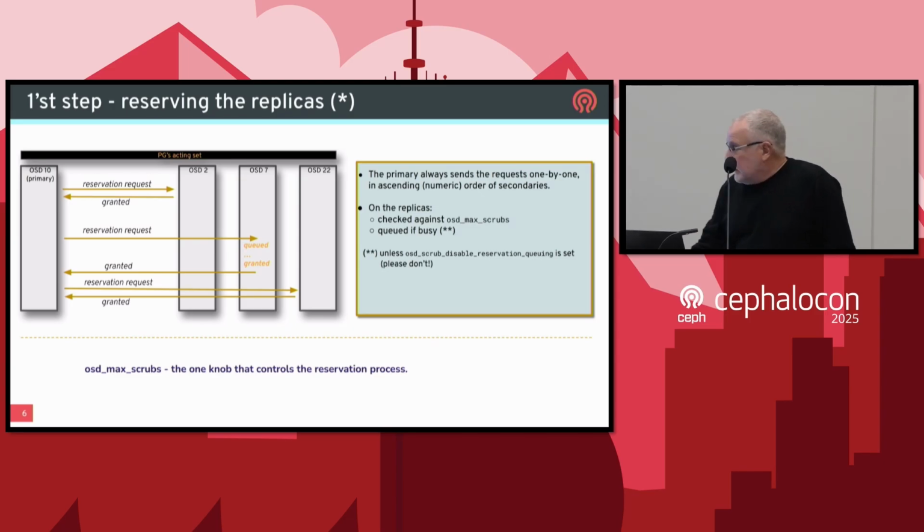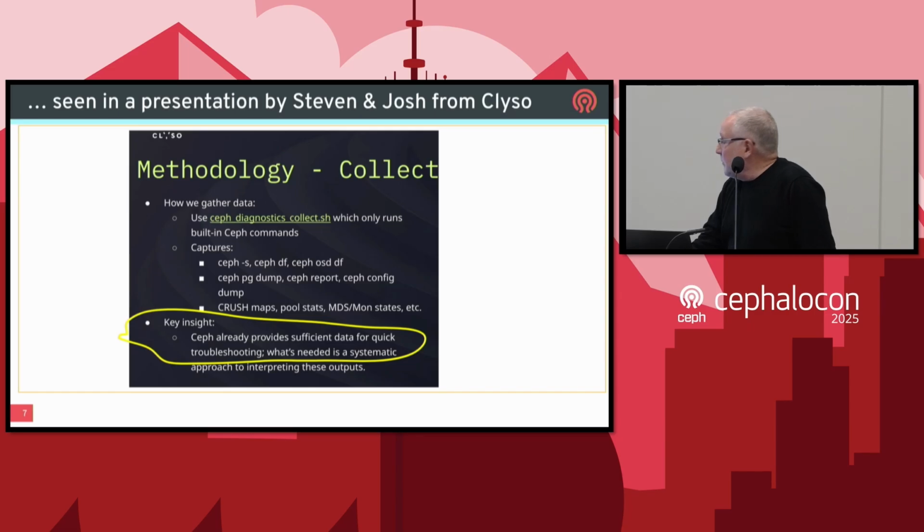But, okay, how can you learn information about what's going on? I stole this from a presentation earlier today from Kleiso, and I like the sentence there, that Ceph already provides sufficient data for quick troubleshooting. The data is there. I will try to show you how to get to it. Okay, and thanks to, I didn't ask permission, so thanks to the original.